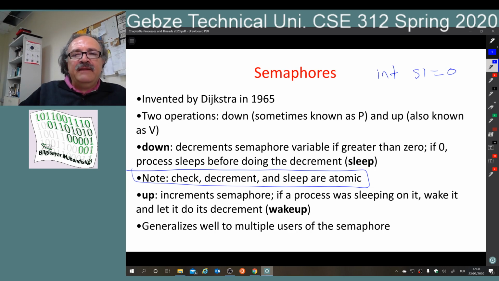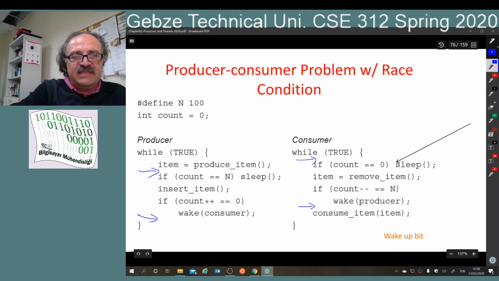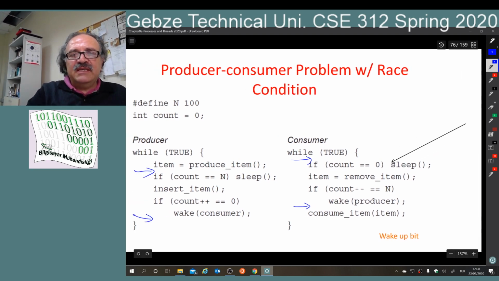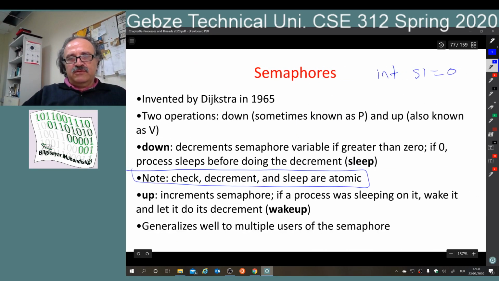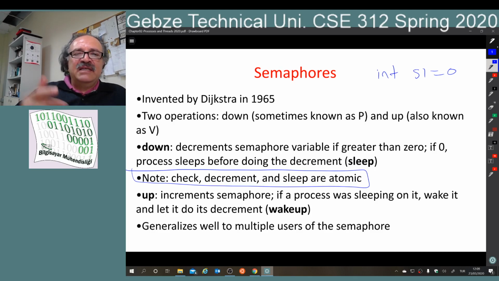Okay, and we are gonna implement this producer consumer problem using these semaphores. Since I have the semaphores, I will use down and up to count the number of slots available in my buffer. Okay, that's what I'm gonna do. Also, I need to use a binary semaphore, that is a semaphore that can become only 0 or 1 to achieve my critical region. Okay, any questions about the semaphores?